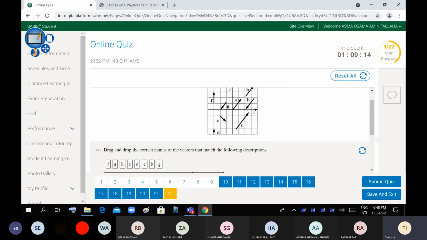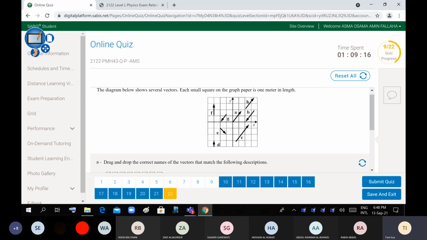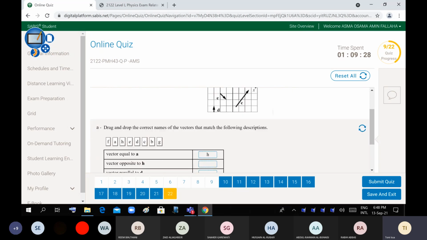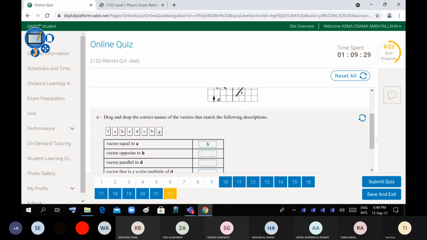Vector opposite to H. You can see this is H, opposite to it. It means it has to have the same magnitude but opposite direction. I can see B here. It has the same magnitude and opposite direction to H. So that's why the answer here should be B.